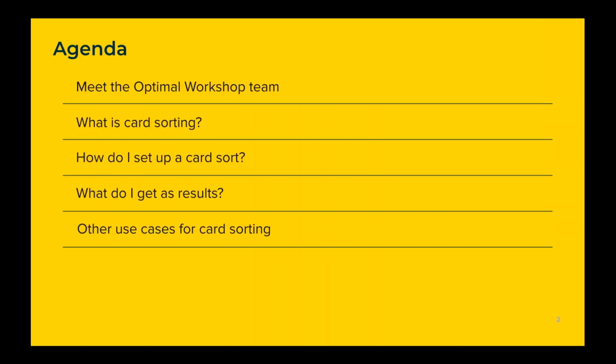Just in terms of what we'll be talking about, I've got a few points laid out here. First of all, we'll take a brief moment to talk about who Optimal Workshop is and where we are. Then we'll really dive deep into card sorting. What is that? How do you set it up? What can you expect to get as results? And then a few examples of other use cases, because it very frequently gets used for information architecture, but it can be deployed in lots of different ways depending on the research outcomes you're looking to learn more about.